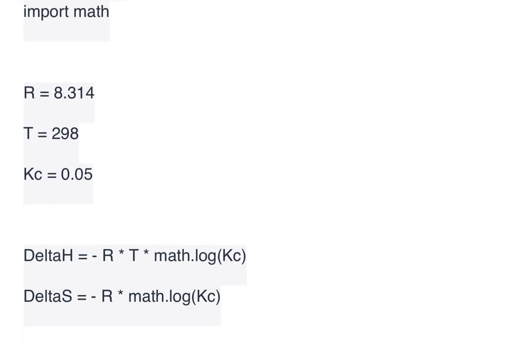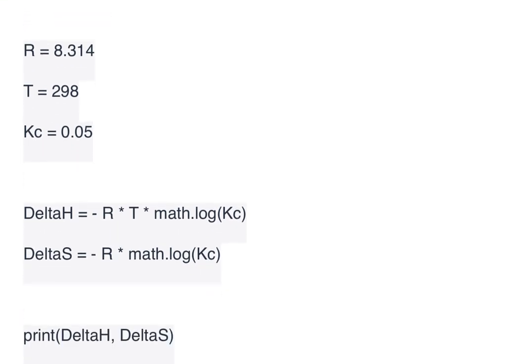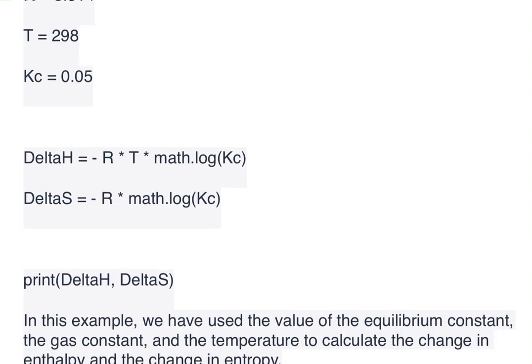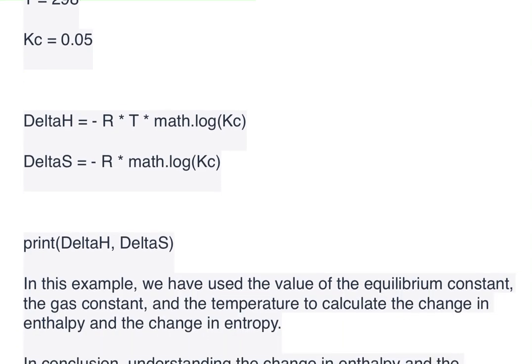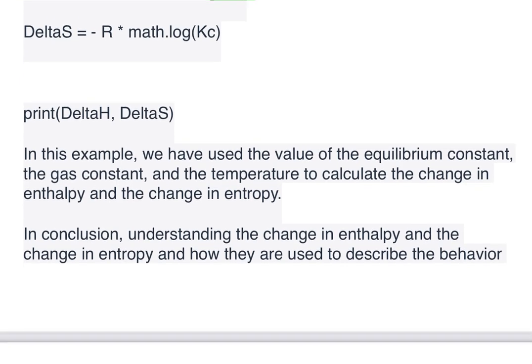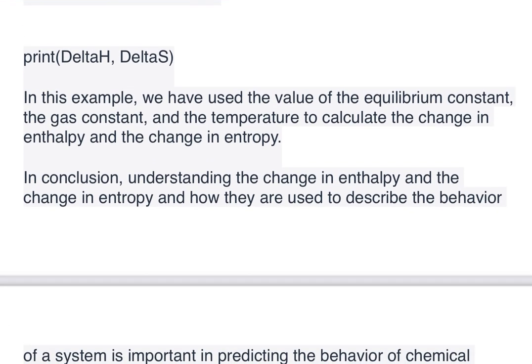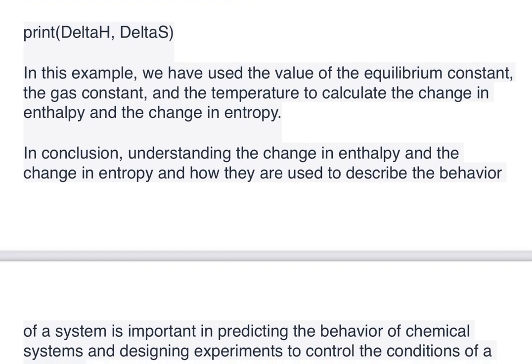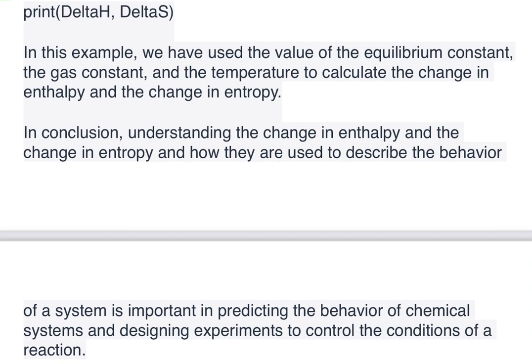8.314, T = 298, Kc = 0.5, delta = -R * T * math.log(Kc), deltas = R * math.log(Kc), print(delta, deltas). In this example, we have used the value of the equilibrium constant, the gas constant, and the temperature to calculate the change in enthalpy and the change in entropy.